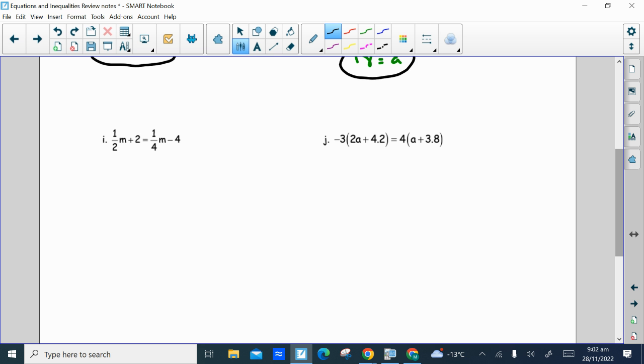Okay. So we'll add 4 to both sides. And so that at least simplifies it a little bit. On the right side, the minus 4 plus 4 cancels. We have 1/2 m plus 6, because we added the 4 and the 2 together, equals 1/4 m. So we got fractions on both sides.